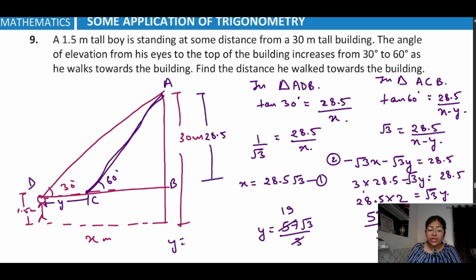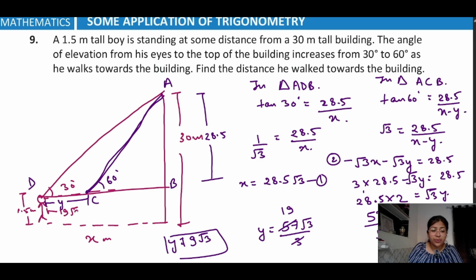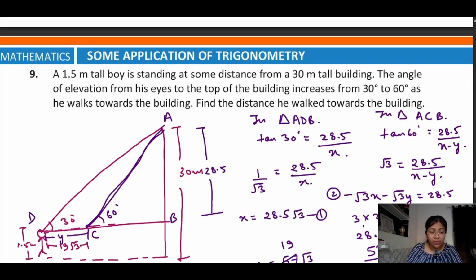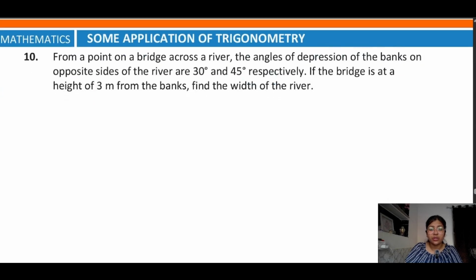19 root 3. So the distance traveled by the boy is 19 root 3. If the value of root 3 is provided in the question, then you can put it. If not, then it is not necessary. And the unit is very necessary. So the unit is meter. Okay, now move to the next question.